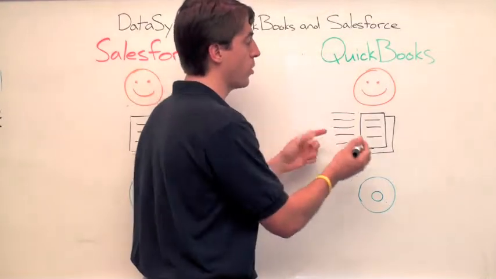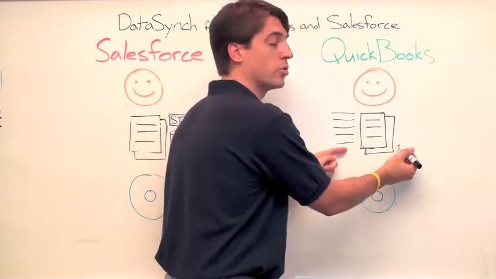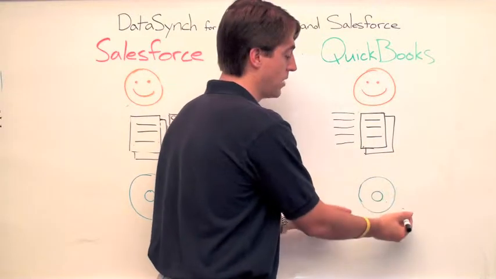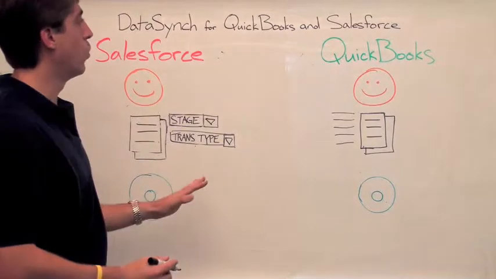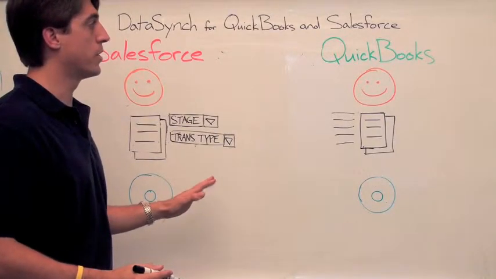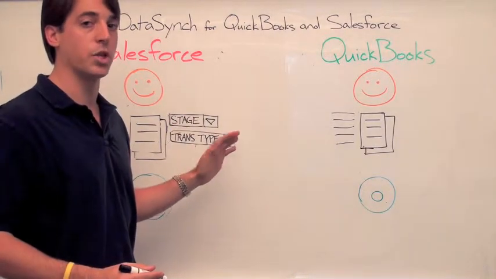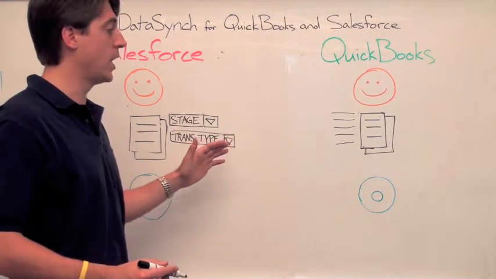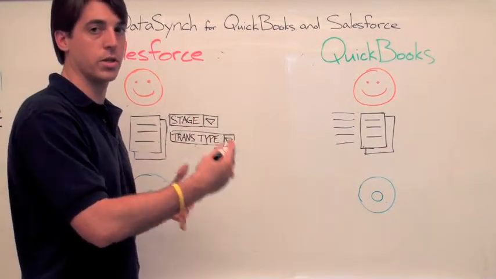So to go back over QuickBooks, we support customers, accounts receivable transactions, and items and services. That is quickly what we sync for DataSynch. Do watch the video that talks about the triggers that will explain when we sync or what triggers the sync.